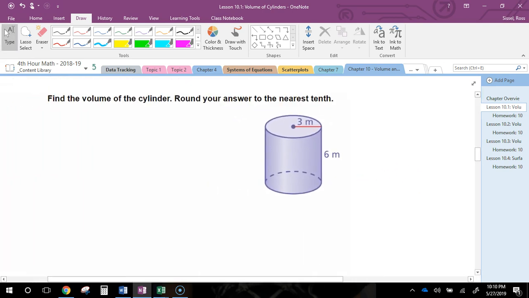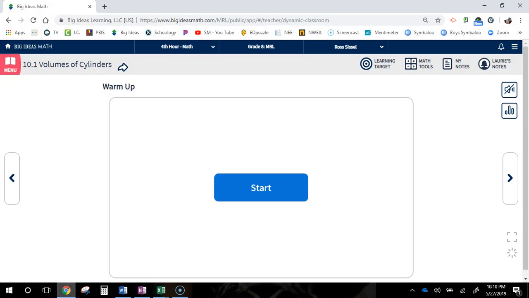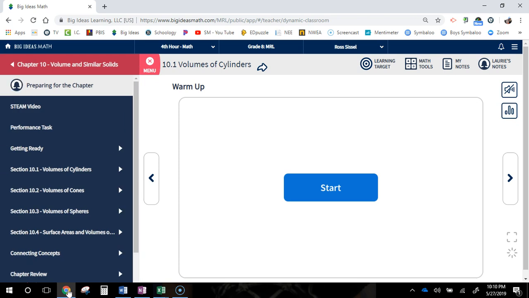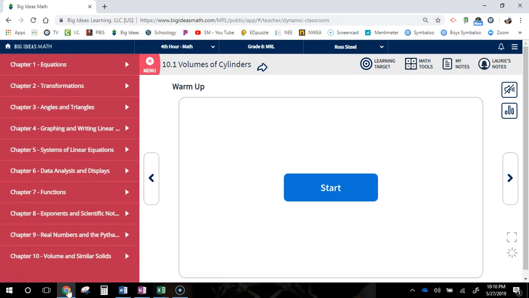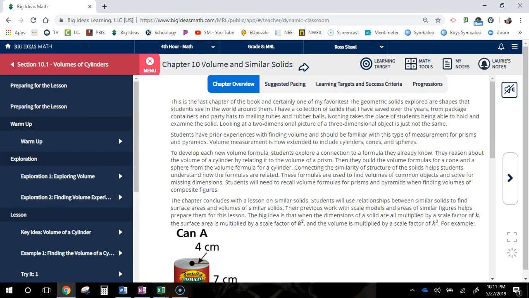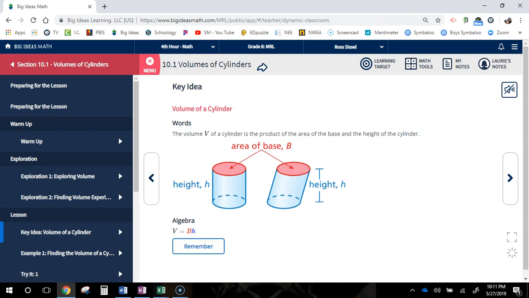Find the volume of a cylinder. I'm going to go into Big Ideas. Remember, if you go into Big Ideas and go to your menu, you can always go back until you have all these chapters. We are in Chapter 10, Section 1, and I'm going to go all the way down to where we were just on the key ideas. This is what you see in OneNote, and I'm going to go to the next page, hopefully.